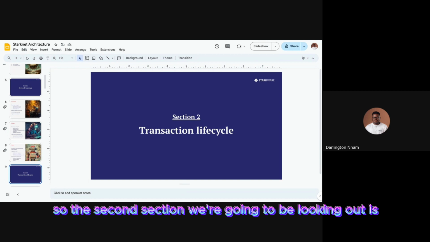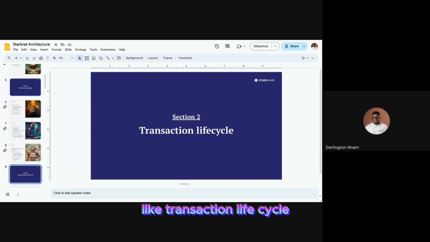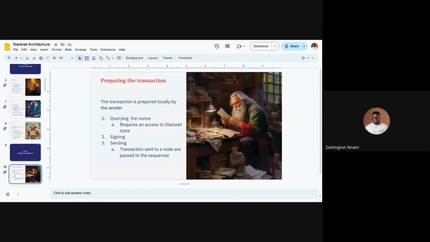So the second section we're going to be looking at is the transaction lifecycle. In here, we're going to look at the states your transaction passes through before it gets accepted on the Ethereum layer one. So the first step basically is preparing the transaction.